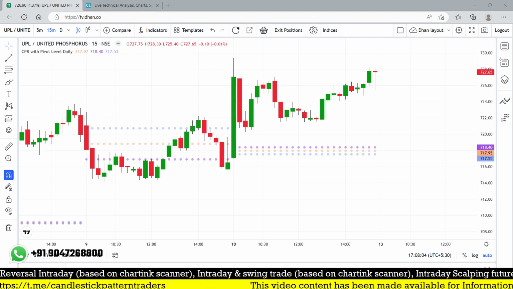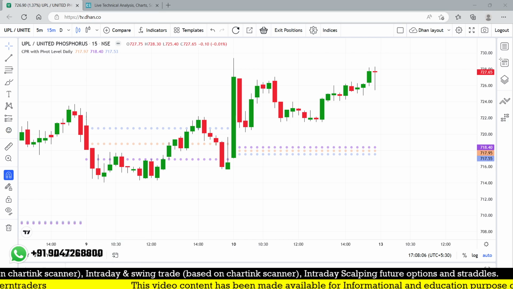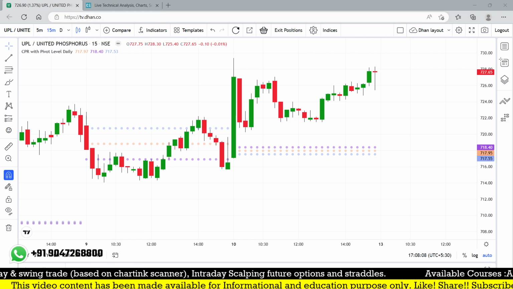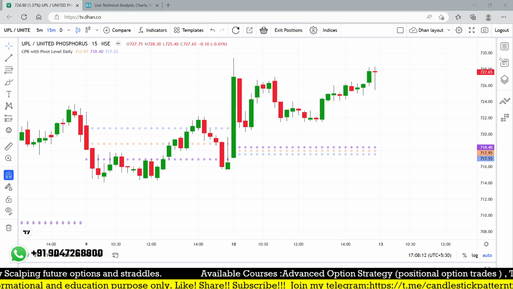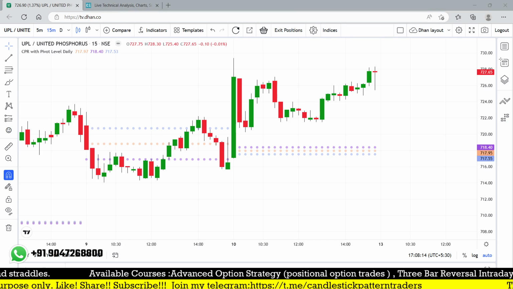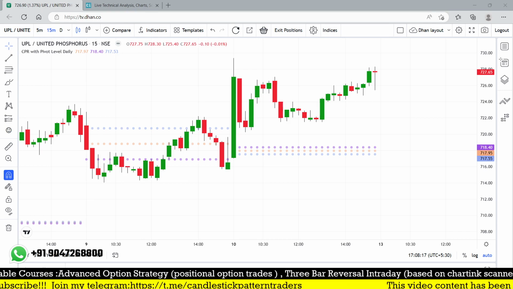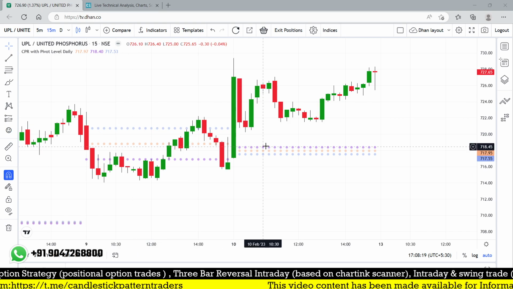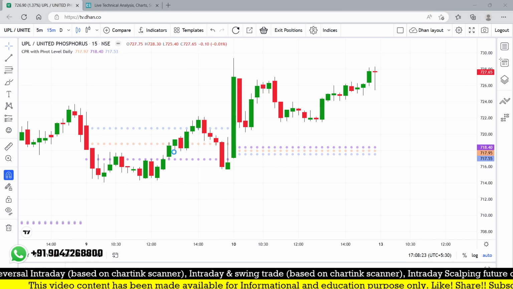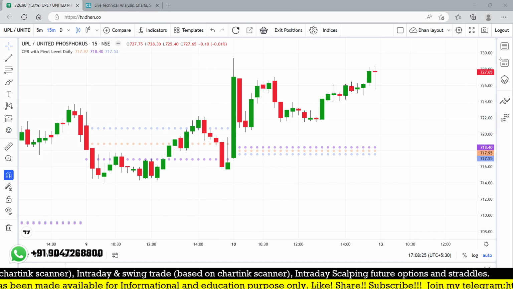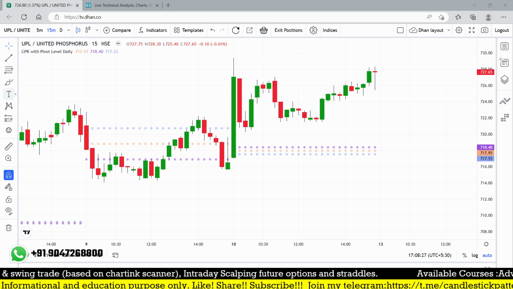So what does inside CPR mean and how am I going to use it effectively for my intraday trade? Also, we are going to create the scanner here on this video, live. So let me go to the chart, and you can see this is the CPR of this stock, which is forming an inside CPR. Let me show you what an inside CPR is.